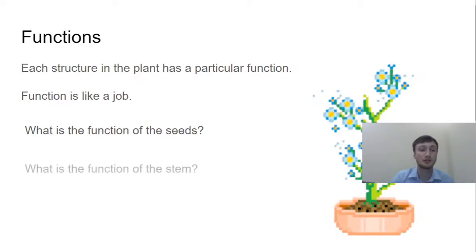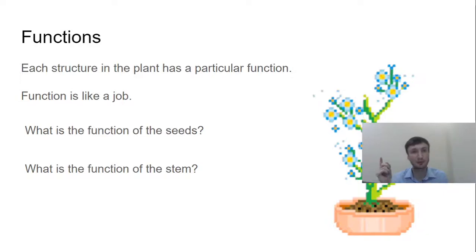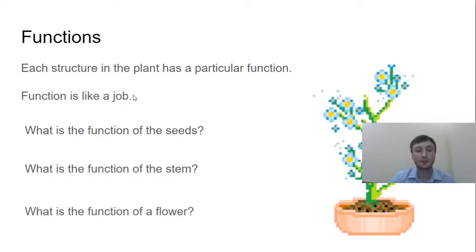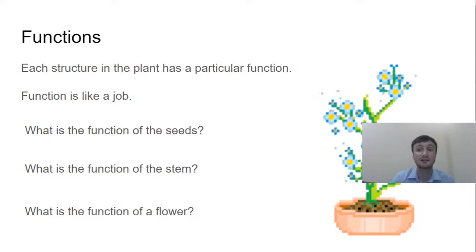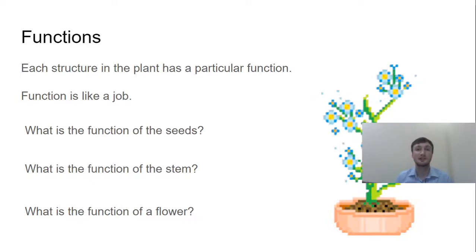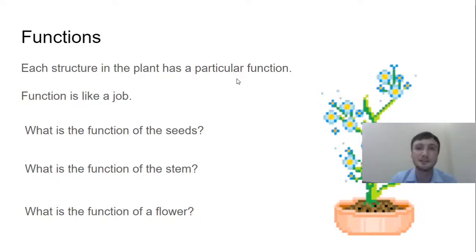What is the function of the stem? The function of the stem is to hold the plant upright, stop it blowing over in the wind. What about the function of the flower? Well, the flower helps to attract insects like bees. They help to spread the pollen between the flowers. And then the flowers can make new plants. They can make seeds, and then the seeds go on and make new plants.